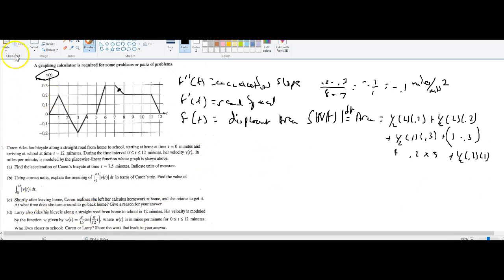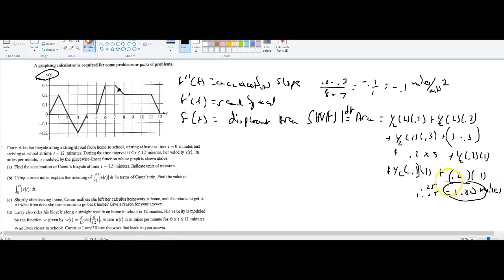Doesn't feel right. Hey, I skipped this. Oops. I skipped this little zone right here, which would be plus 1/2 times 0.1 times 1, the little triangle on top, plus 0.2 times 1. And so that should give me another 0.25 to my 1.55, or 1.80. Any units? Using correct units, so that's miles. That's how far she rode her bicycle.